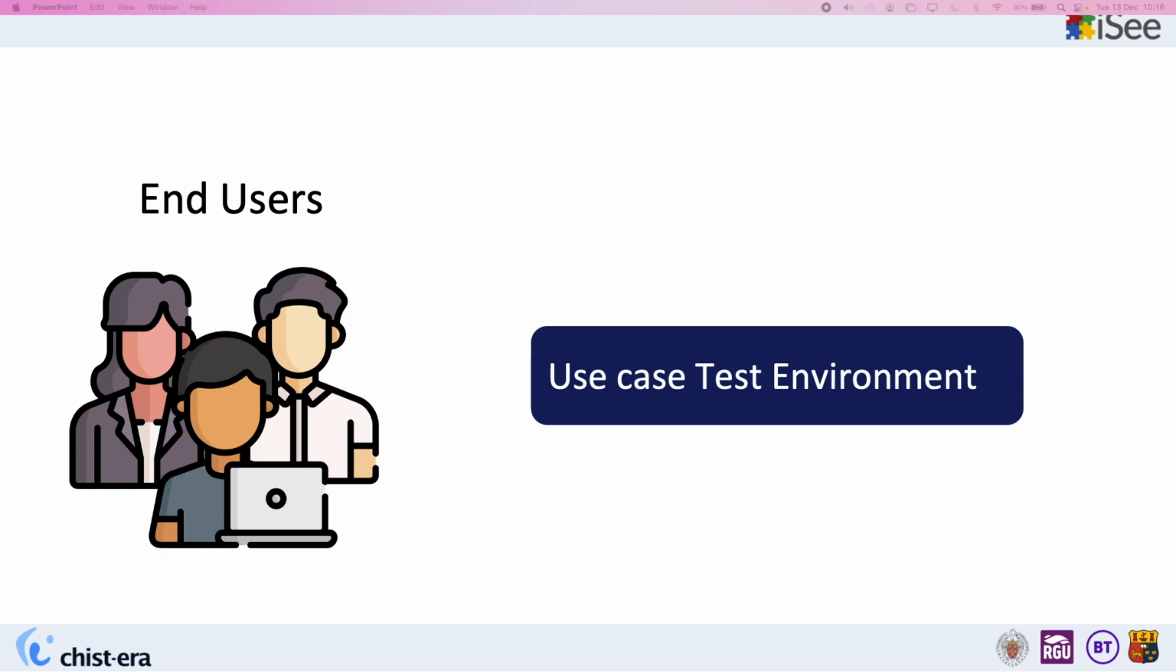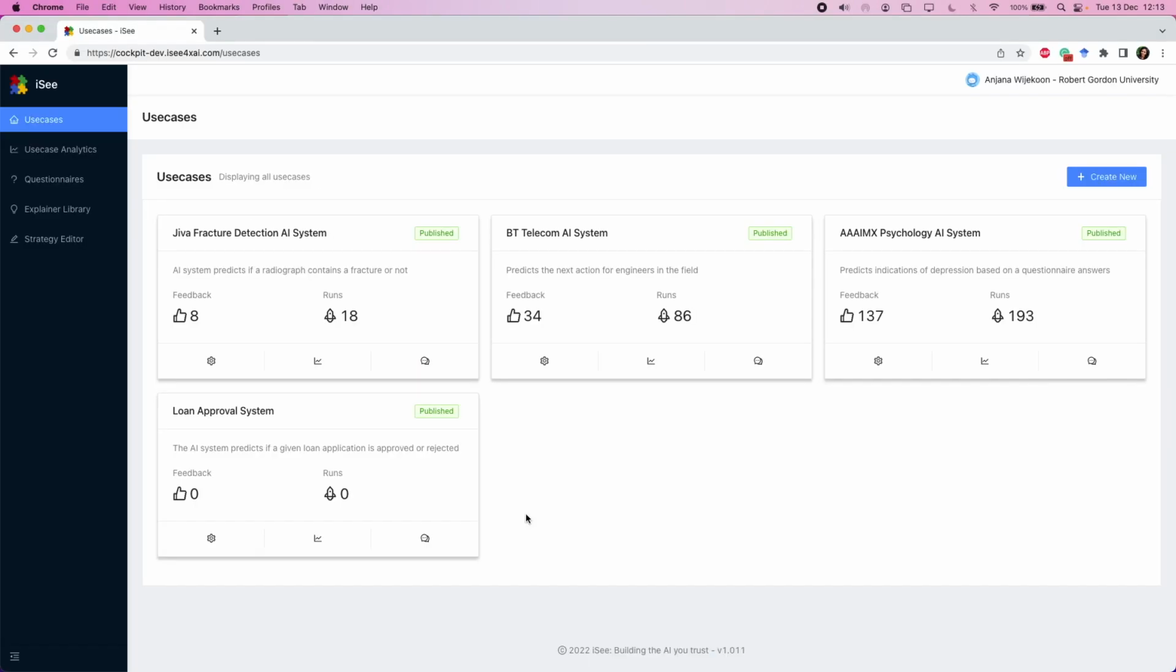Once the design user has completed the use case and published, end users, in this case loan applicants or trainee loan officers, can use the iSee test environment to test the explanation strategy and give their feedback. When you log in to the iSee cockpit as a loan applicant, you can see the pre-configured use case that's already published, ready to be tested.